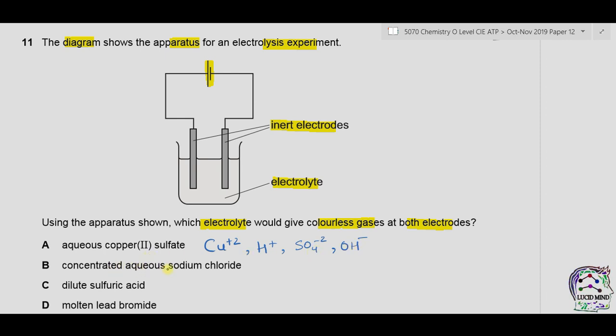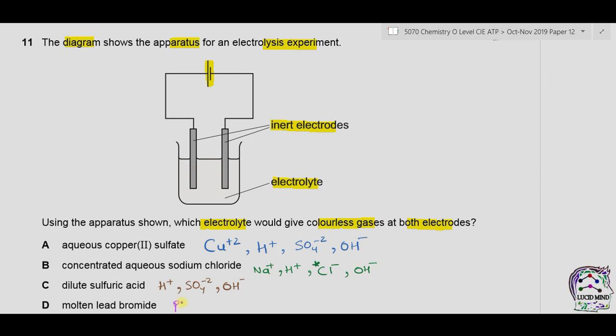Similarly, for concentrated aqueous sodium chloride we have Na+, H+ from water, Cl- from sodium chloride, and as it is concentrated, the concentration of Cl- will be very high. And again we have OH- from water. Third is dilute sulfuric acid. So we have H+ from sulfuric acid, similarly H+ from water, sulfate from sulfuric acid, and hydroxide ion from water. D is molten lead bromide.